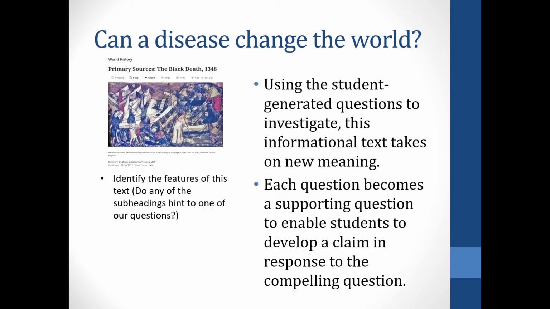Each question becomes a supporting question to enable students to develop a claim in response to the compelling question. So in this case, we're going to have them look at this primary, well, it's initially a primary source, and then it goes into the informational text. We're going to have these questions. What we're going to do with the kids is give them this article. Then we're going to say, identify the features of this text. Do any of the subheadings hint to one of our questions?